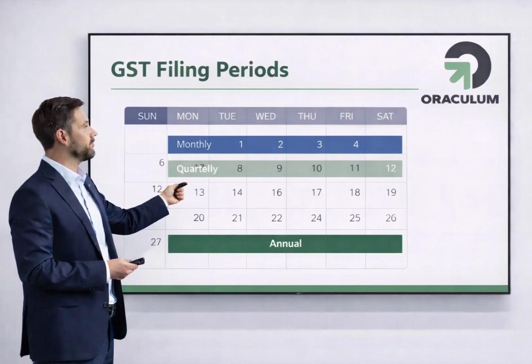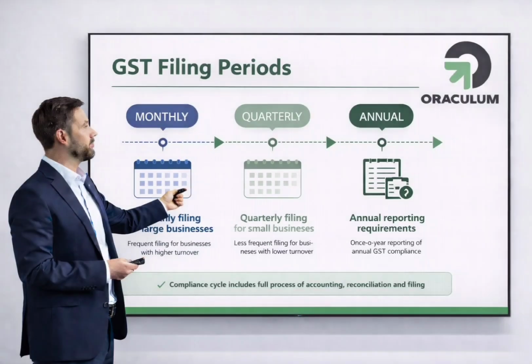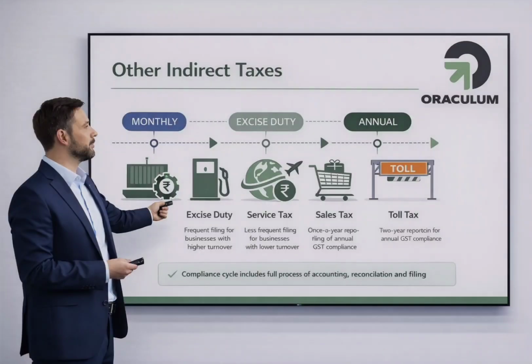GST filing periods and compliance cycle. Returns are filed monthly, quarterly, or annually depending on rules. Larger businesses usually file monthly, while smaller ones may file quarterly. Each cycle includes recording, reconciliation, preparation, submission, and payment.